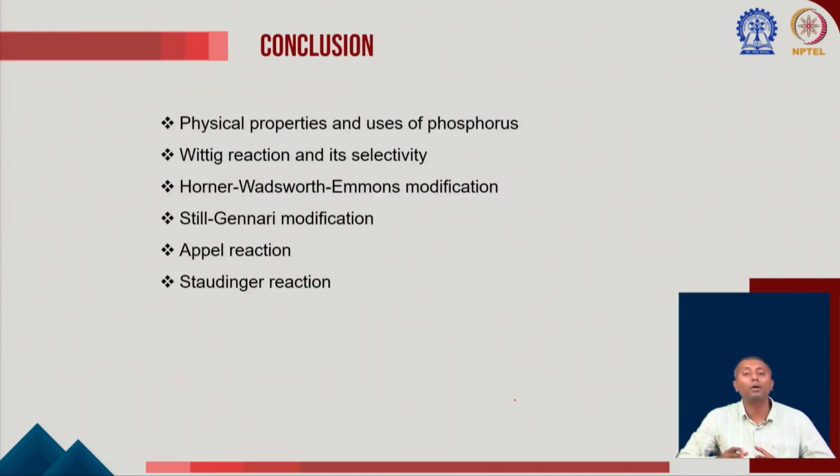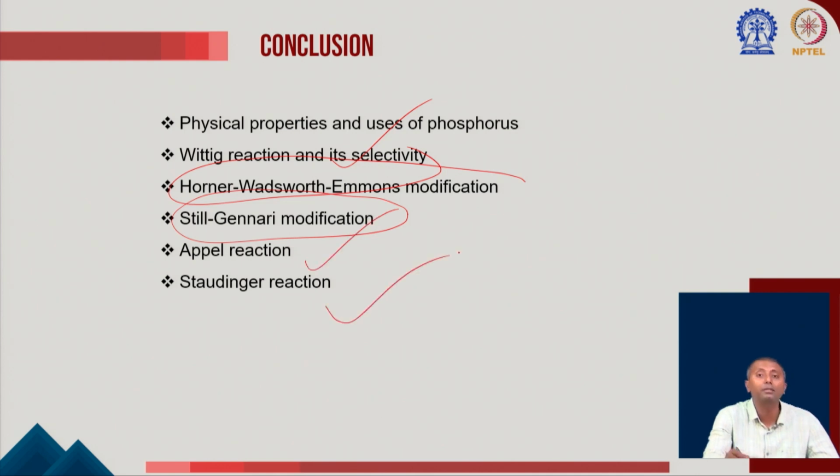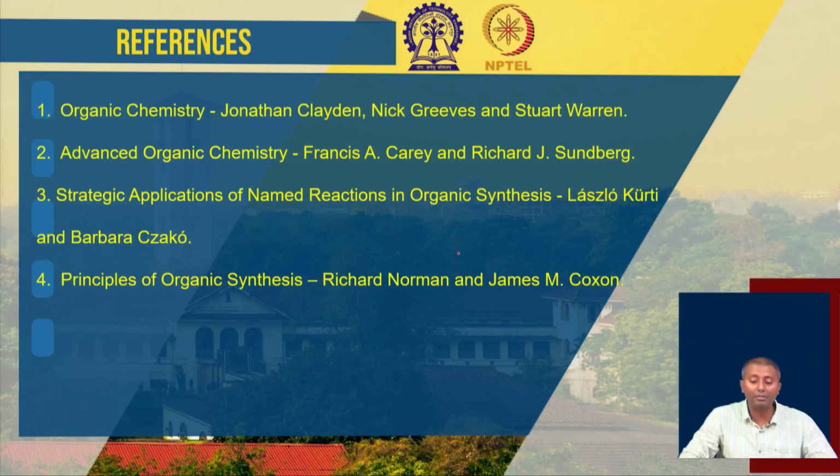So in this part, I talked about the discovery of phosphorus. I talked about the very important Wittig reaction and its selectivity, the HWE modification of this reaction, then the Still-Gennari modification, the Appel reaction, and I talked about the Staudinger reaction for the reduction of azide to amine. Again, these are in the textbook. You can find most of these things in the Jonathan Clayden book.